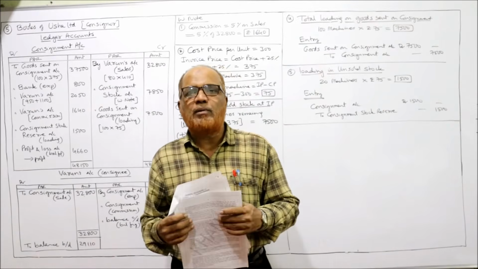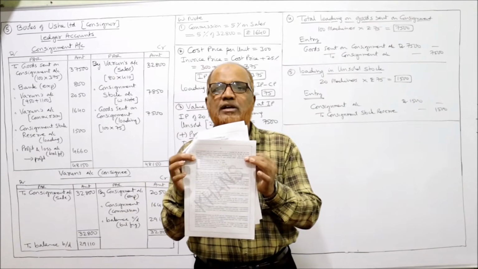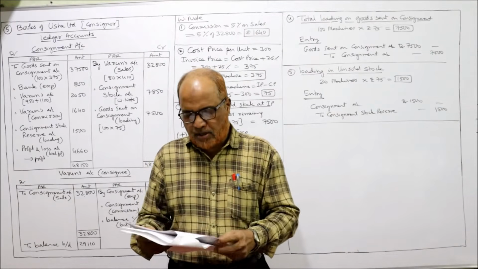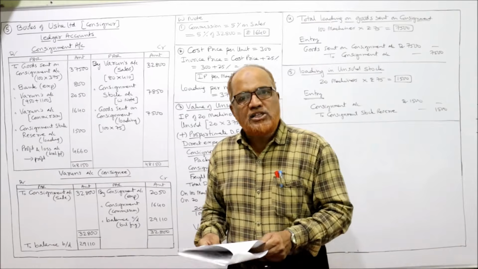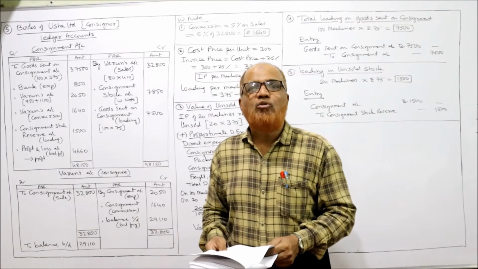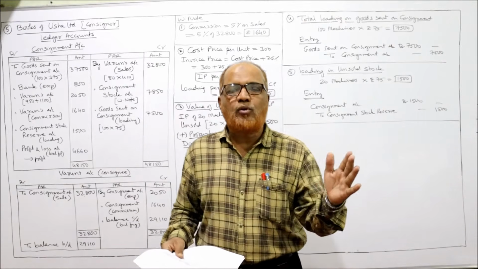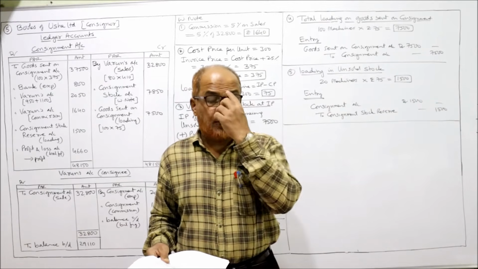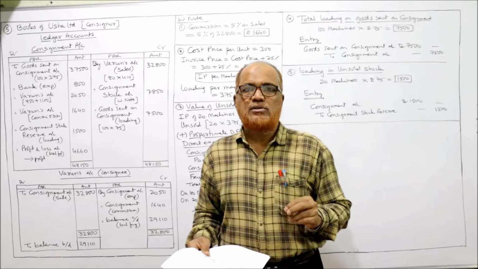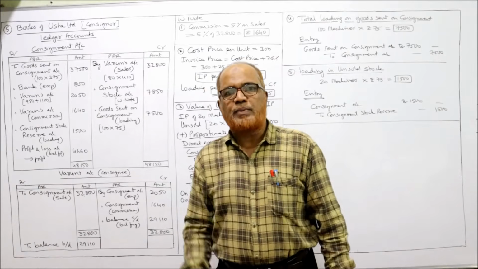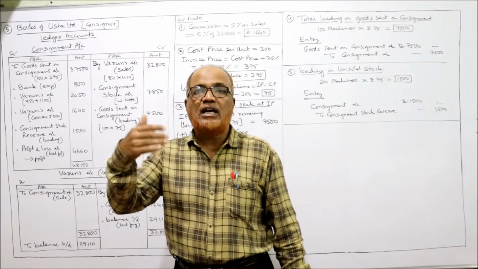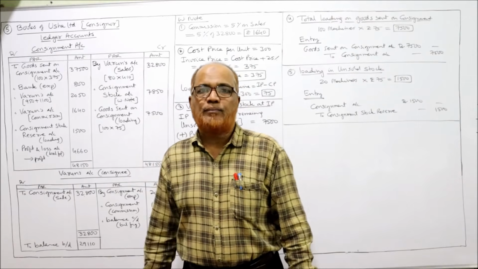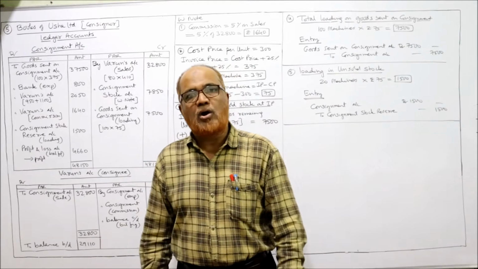Before starting the problem, I expect my viewers to have a printout of the problems which I have given in the link under my description. And this problem is entirely new because of the invoice price. In the last 4 problems we have seen, the goods are sent at cost price. There are 2 types of problems. Goods may be sent at cost price or goods may be sent at invoice price. Invoice price means some loading is added, some profit is added to the cost price.